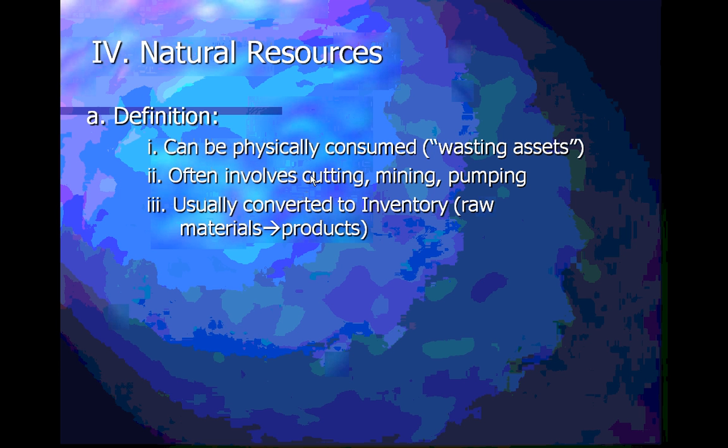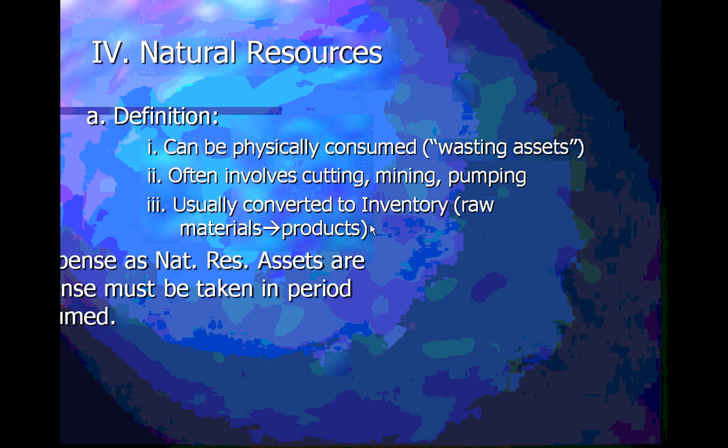If you're a company like Weyerhaeuser up in the Pacific Northwest, they do lumber and they cut down trees and turn them into inventory. If you're a mineral company, you might be mining things out in Nevada or in Africa or all over the world for that matter. And if you're an oil company, you're typically pumping oil or maybe natural gas. And so these things are all called consumable assets, and they are converted to inventory. So you've got raw materials converted into products.